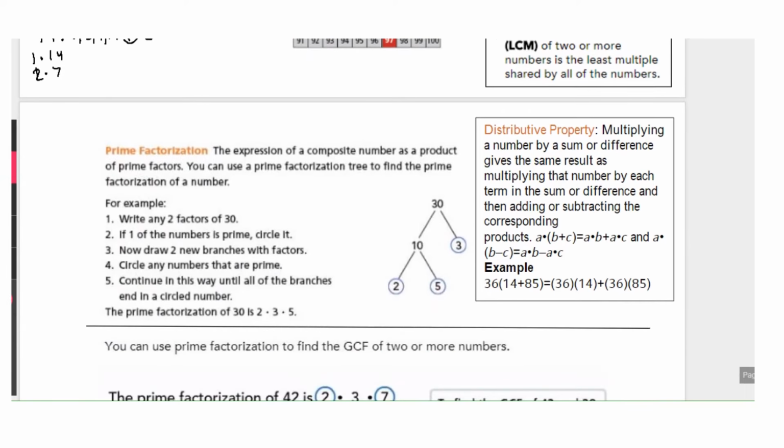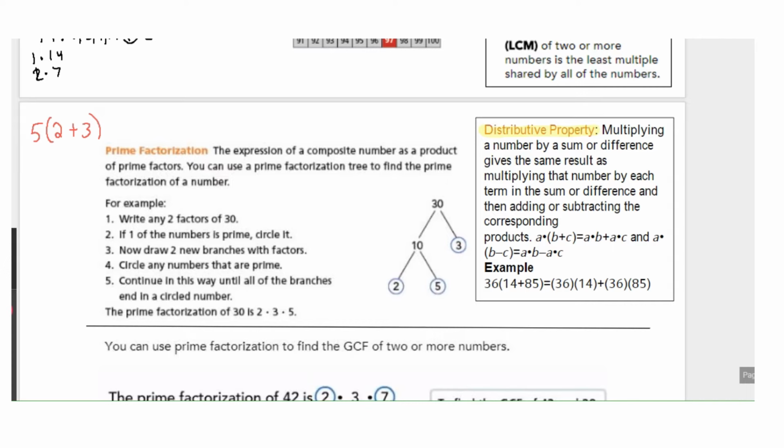All right, and then we have a definition for distributive property. So flip to the next page. Multiplying a number by the sum or difference gives the same product as multiplying by each. So basically, we kind of talked about this a little bit. If I were to write 5 times the sum of 2 and 3, we know we can add 2 plus 3, which is 5, and then multiply by 5 to get 25.